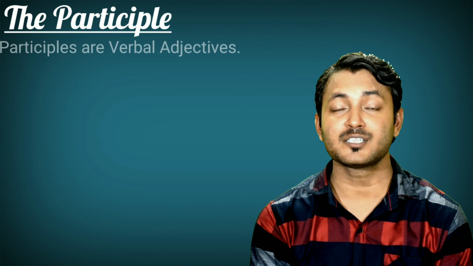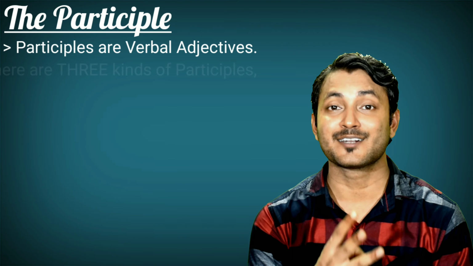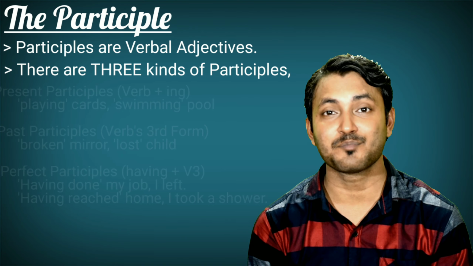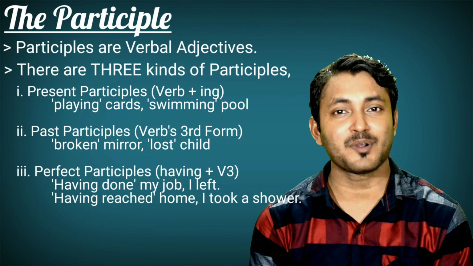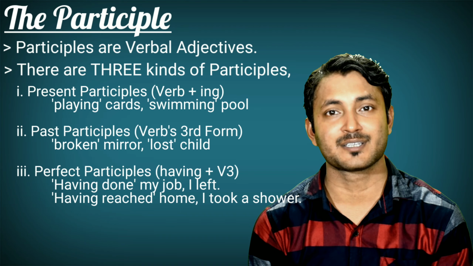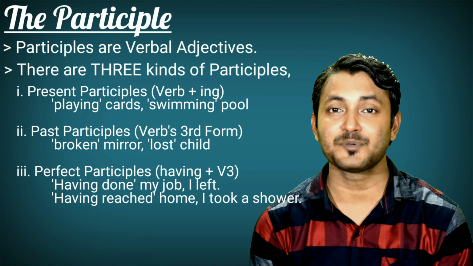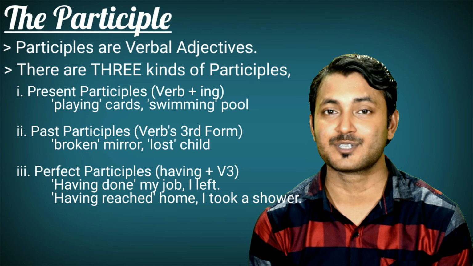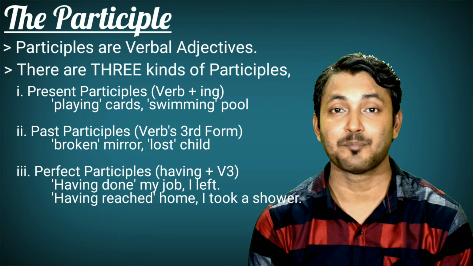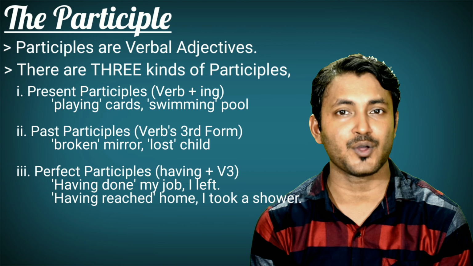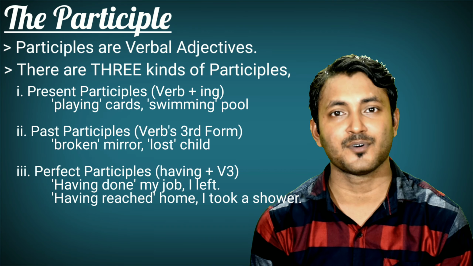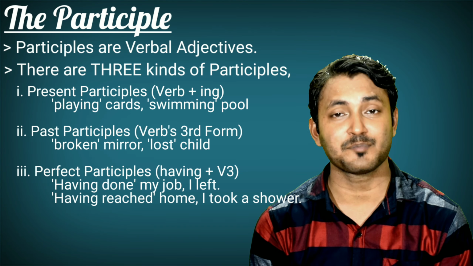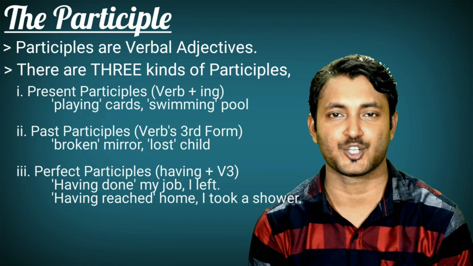Let us recapitulate what we have learned so far. Participles are verbal adjectives. There are three kinds of participles: present participles, past participles, and perfect participles. A present participle is the ing form of a verb used as an adjective. A past participle is the third form of a verb used as an adjective. And the perfect participle is the combination of the present participle form of have verb and the past participle form of any verb. A perfect participle talks about a completed action.